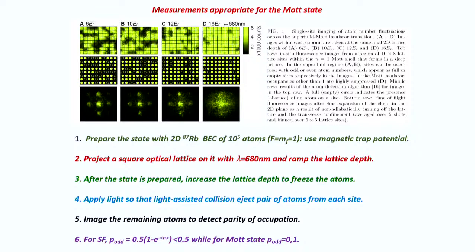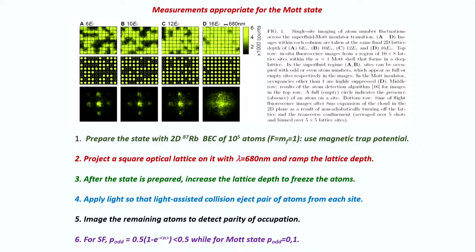In a superfluid, average n is not conserved, and this is just the average. N, of course, will have fluctuation, and so will this number, but this is just the average probability in some sense. And this is well below 0.5, while for the Mott state, it depends, it can be either 0 or 1. Okay, because you can either have a Mott state with even occupation or odd occupation.